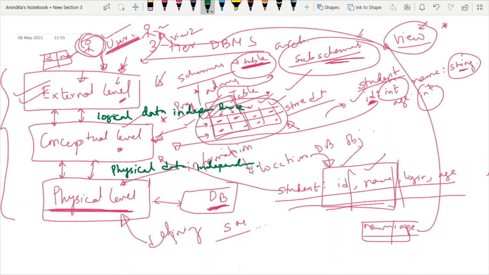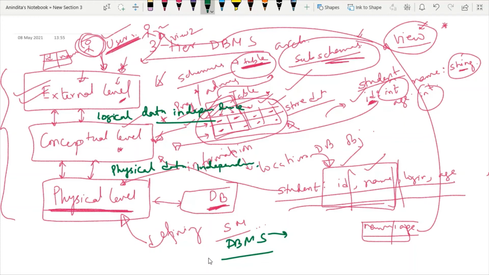Now we have to understand what the concept of data independence in DBMS is. See, data independence defines the property of a database management system that helps you to change the database schema at one level of the database system without requiring a change to the schema at the next, higher level. I am giving you one example.